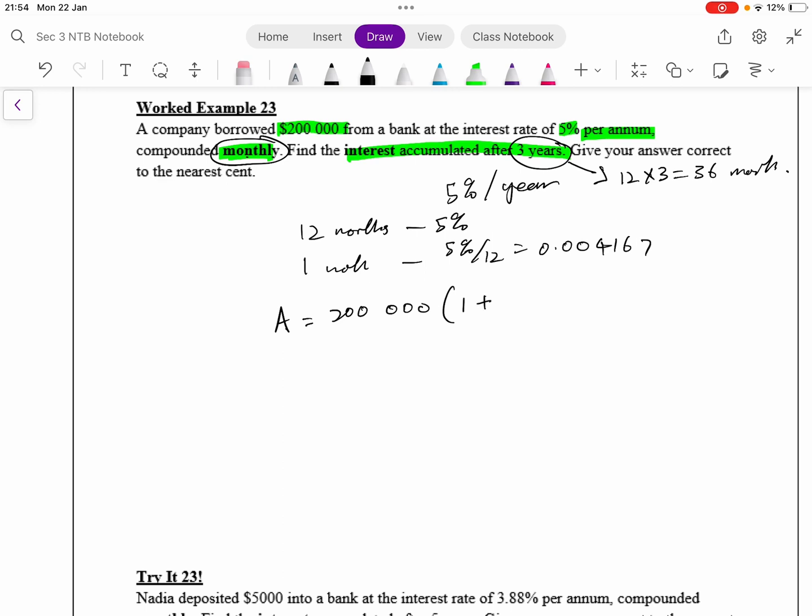1 plus, okay, now I cannot use 5%. I need to use this one, right? Because I'm compounding monthly, so I need to use the monthly interest rate now. This is the monthly interest rate. Okay, so number N is 36. So 0.5 divided by 12 plus 1, power of 36 times 200,000.